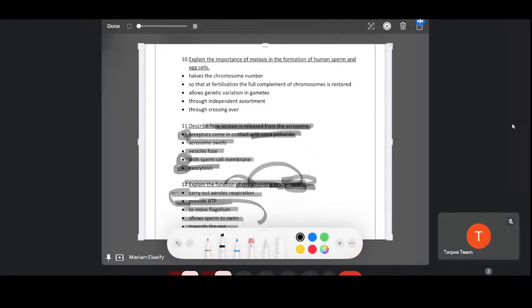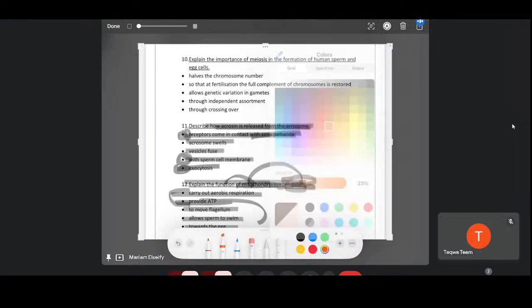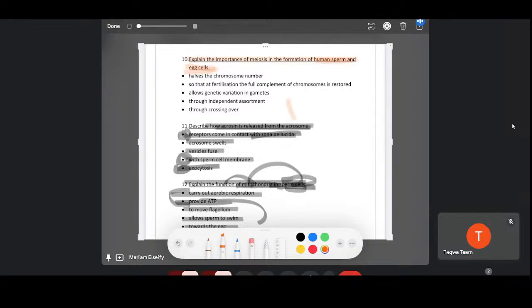Okay, let's change the color. Looks a bit weird. Purple is there. Orange. Okay. Explain the importance of meiosis in the formation of human sperm and egg cell. We said that the human sperm and the egg cell both are haploid. And so we said both are made by meiosis, right? So why is meiosis important? Because it halves the chromosome number. Like in human beings, there are 46. So in human sperm cell and egg cell, there is 23.